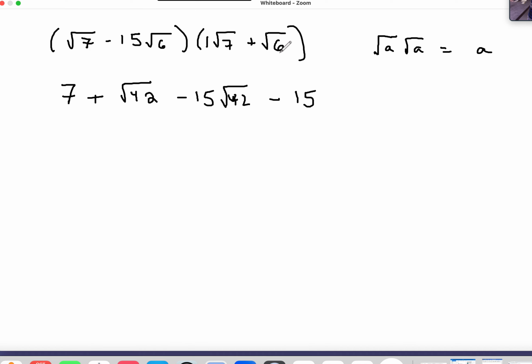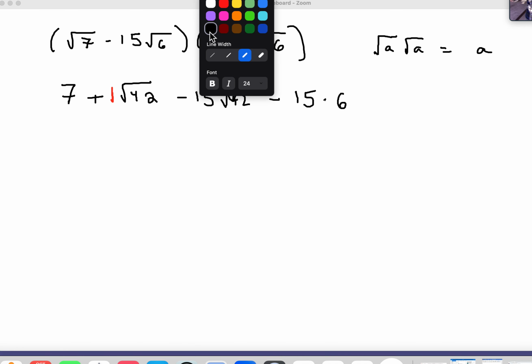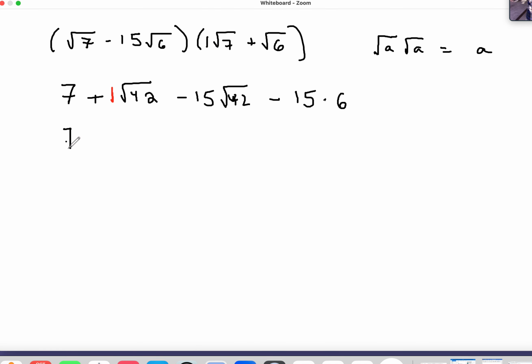And then root 6 times root 6, again, instead of writing root 36, I would just call it 6, because it's easier and cleaner. And people get mixed up where to put the root. Anyhow, so now we're here. Let's put a little visible 1 right there to show how we're going to collect our terms. So this is going to go 7, and then this is plus 1 root 42 minus 15 root 42, so that should be minus 14 root 42s. And 15 times 6 is 90. And then for my last bit, I can go 7 minus 90, so I think that's negative 83.